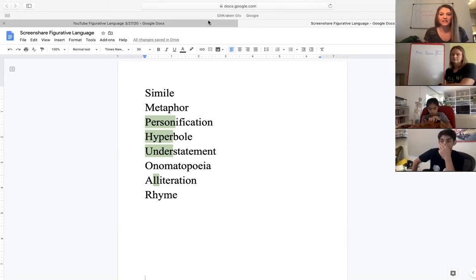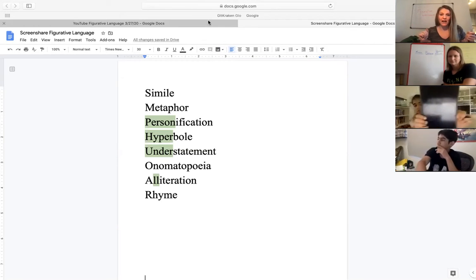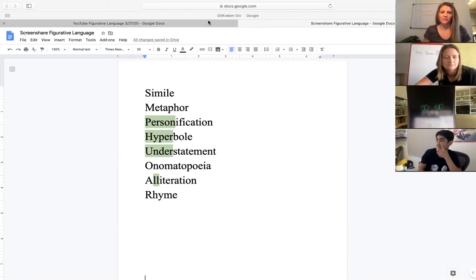Okay, the next one is hyperbole, and that's an exaggeration, usually for humor of sorts or just to get a point across, right? So hyper is the way you can remember that. It takes a lot of energy to be hyper, okay? Understatement is basically making something that's really big a little bit smaller, right? If we had a flood outside and we said it just rained a little, that's an understatement.